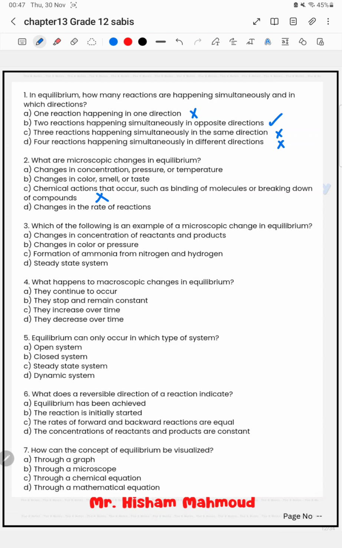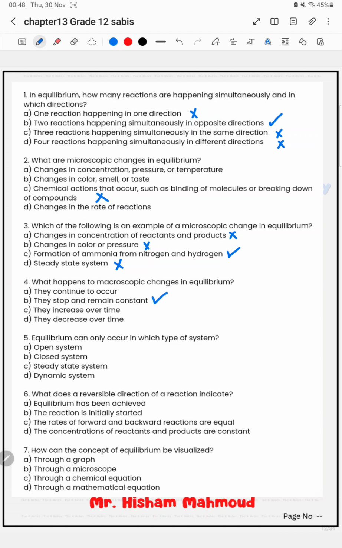Which of the following is an example of microscopic change? The formation of ammonia from nitrogen and hydrogen. I cannot see this one. The changes in concentration I can measure. Steady state systems is not related. Changes in color I can measure. What happens to macroscopic changes in equilibrium? They stop and remain constant.